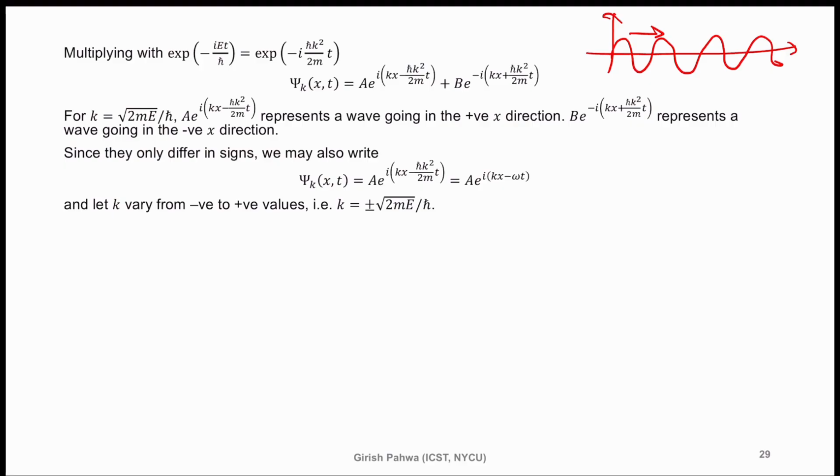Say this is the pattern at t equal to 0. At t equal to some t1, the pattern will be something like this, assuming this is moving in the positive direction. So we'll shift. Something like this. So the wave has shifted, and this has some velocity. The pattern moves with some velocity. That's called phase velocity.